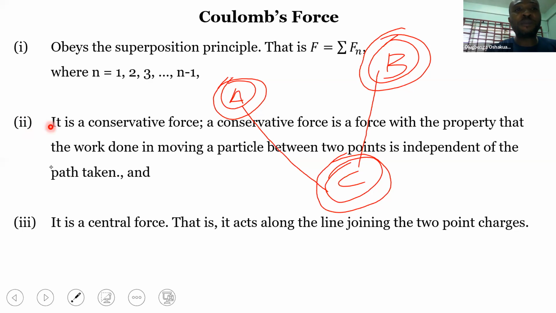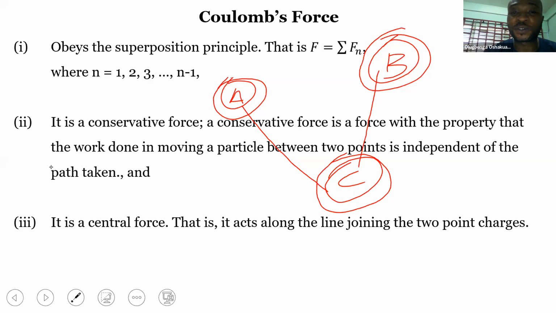Another property is that Coulomb's force is a conservative force. A conservative force is a force with the property that the work done in moving a particle between two points is independent of the path taken. So when A moves C through a certain distance, maybe through repulsion, regardless of the path taken, the work done can be computed by just considering a straight line. So even if it pushes it through a zigzag motion, the work done is the same as through a straight line, independent of the path taken.